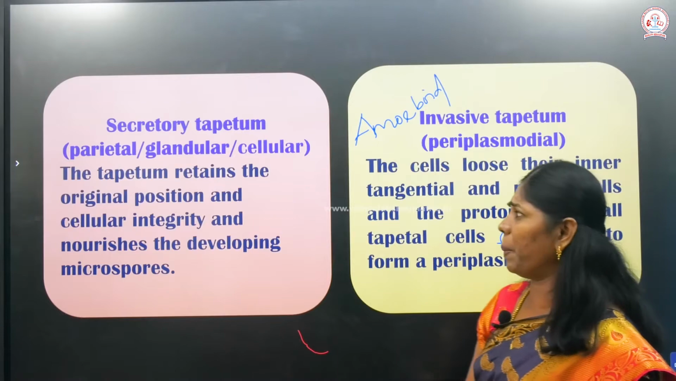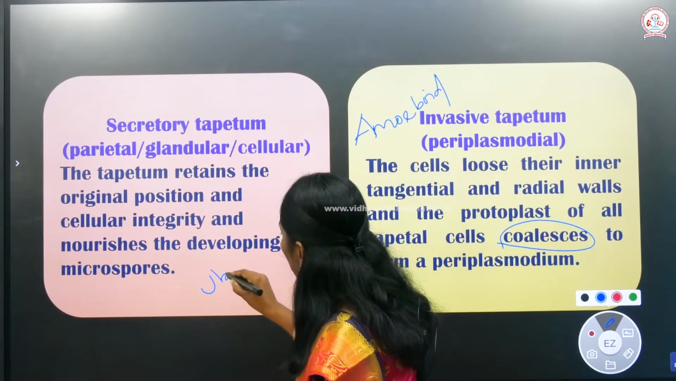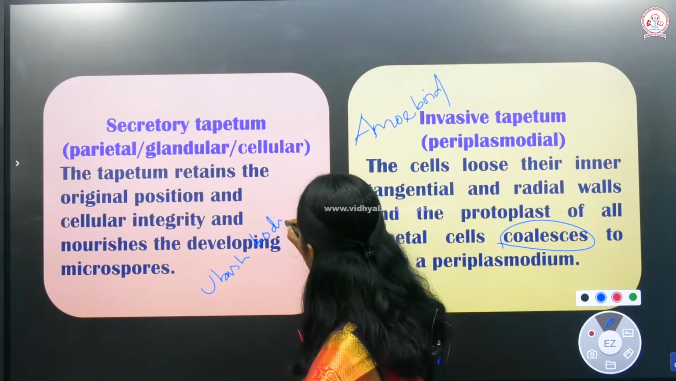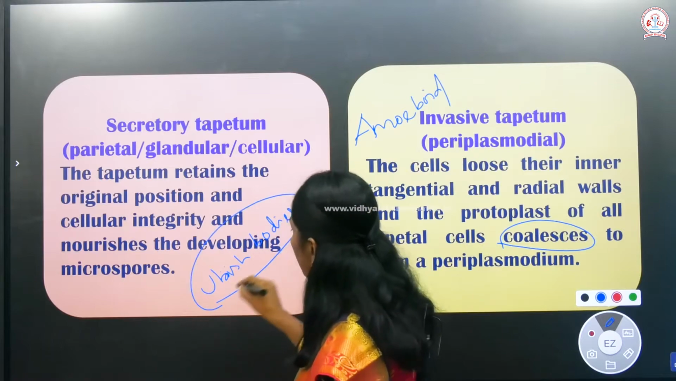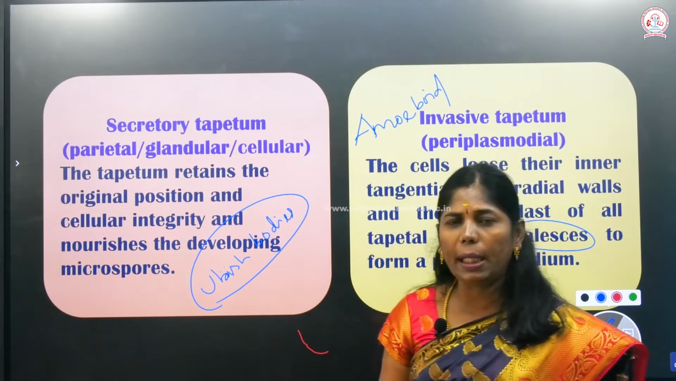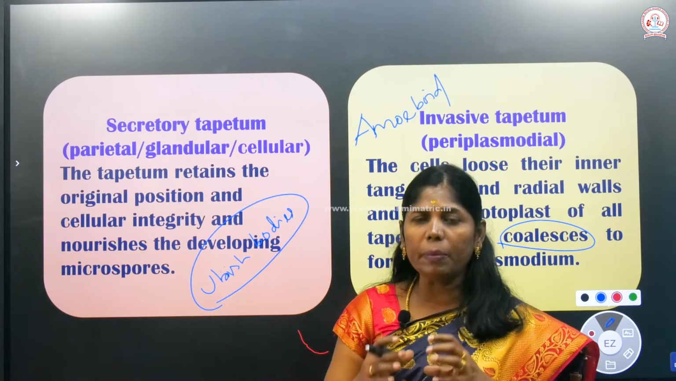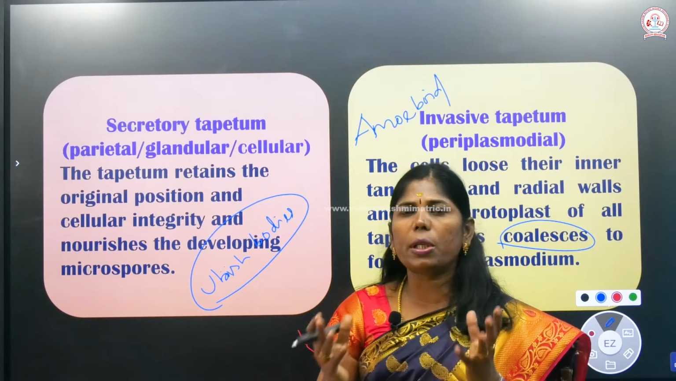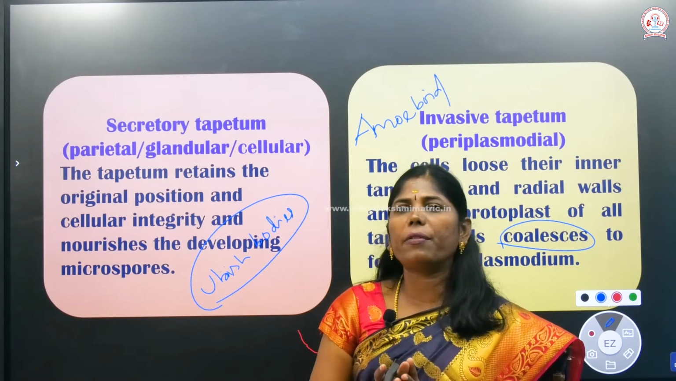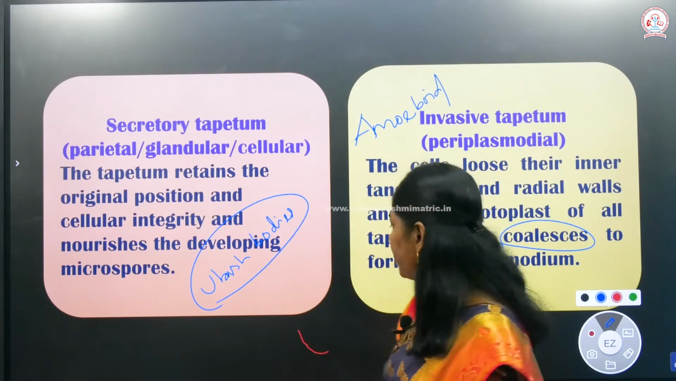Even the secretory tapetum produces the Ubisch bodies. The Ubisch bodies are very important for the formation of sporopollenin on the surface of the pollen grains. The sporopollenin gives the external structure, the sculpturing or ornamental structure. This is very important for the identification and classification of the plants.